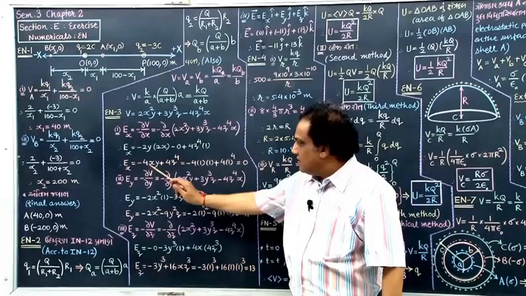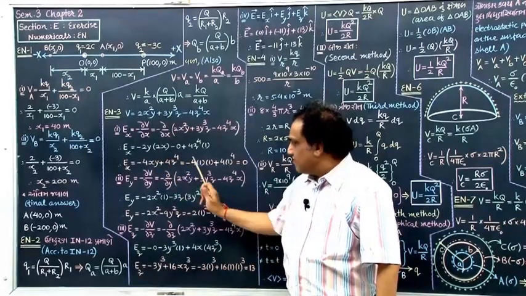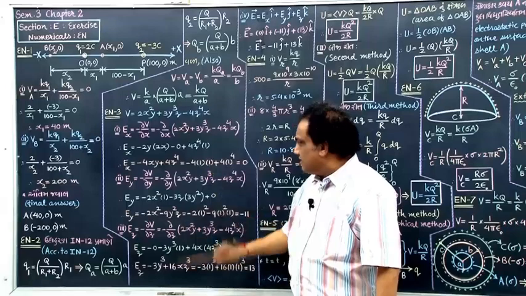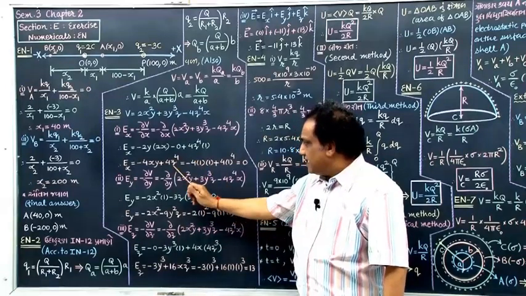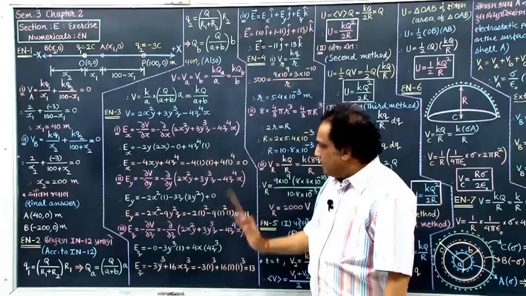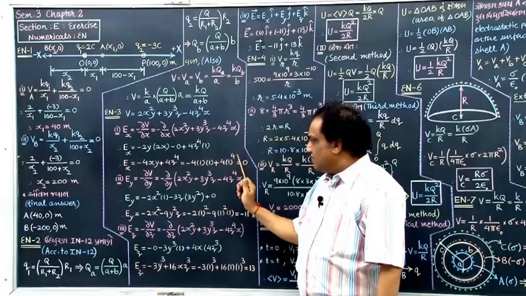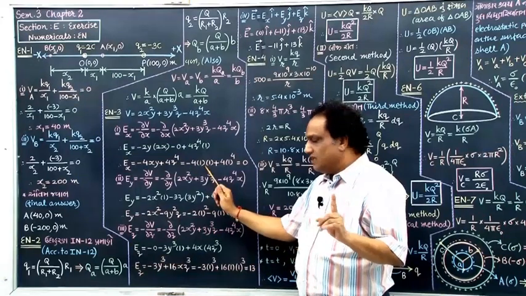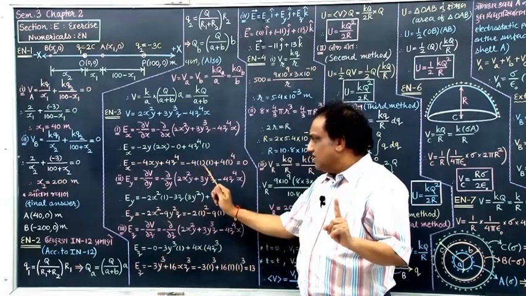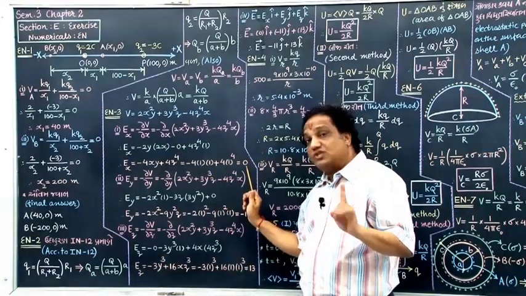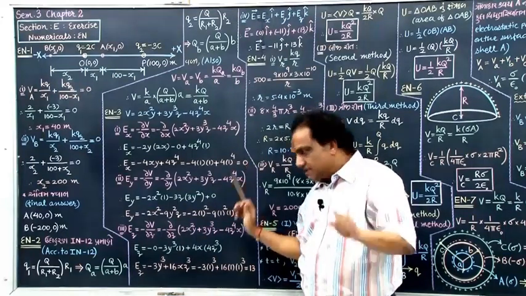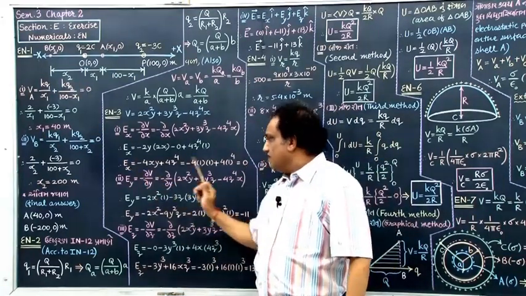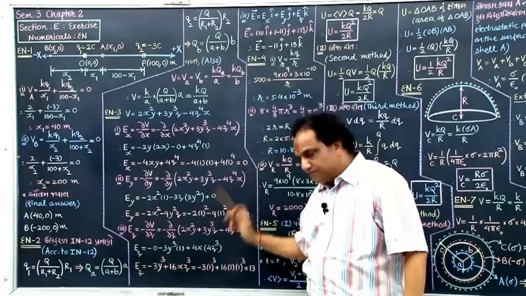Just put the values: minus 4, x is 1 meter, y is 1 meter, plus 4, z is 1 meter. Now simplify. 1 raised to 4 means 1 only, 1 into 4 is 4. This is minus 4 into 1, that is minus 4. Altogether, minus 4 plus 4 will come out to be 0, correct. So in this case, the x component of the electric field has come out to be 0.